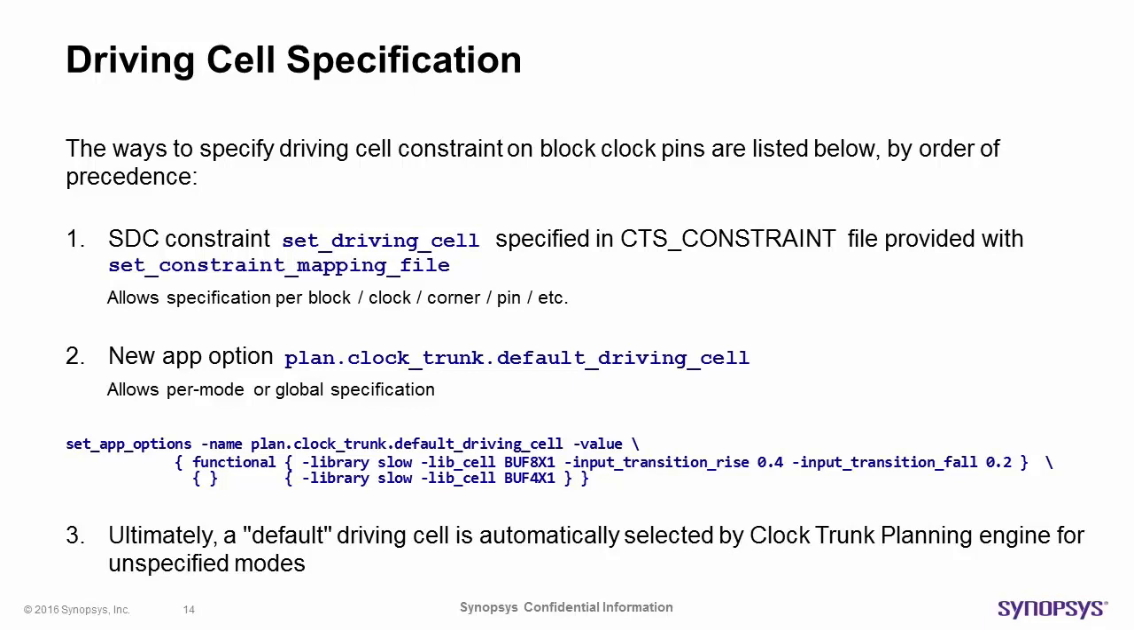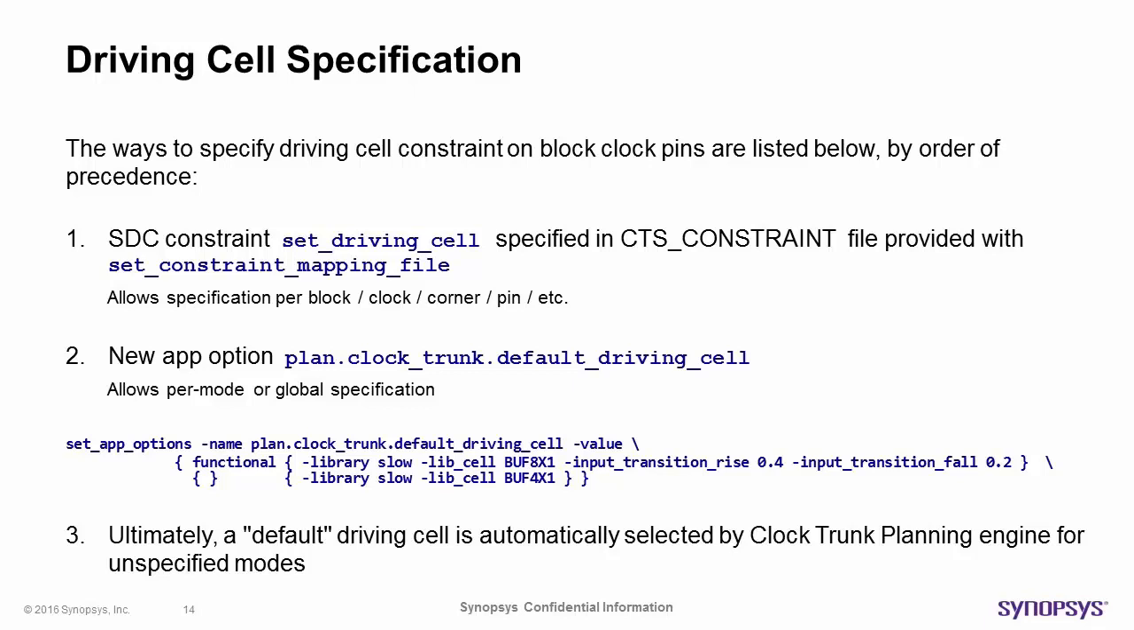The first one has higher priority. First, using the SDC constraint set_driving_cell specified in the CTS constraint file provided with set constraint mapping files. It allows each block, each clock, each corner, each pin to have different specified driving cells. The second way is using the new app option plan.clock_trunk.default driving cells. It allows per mode or global specification.